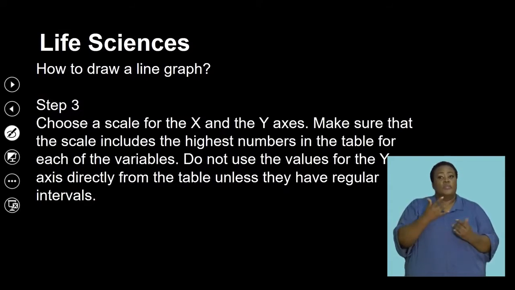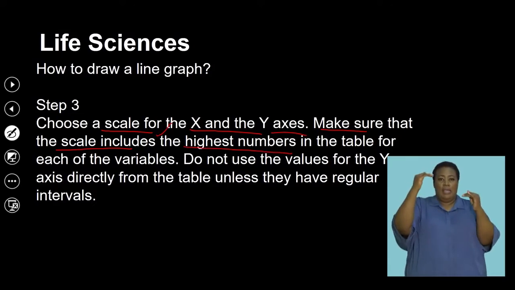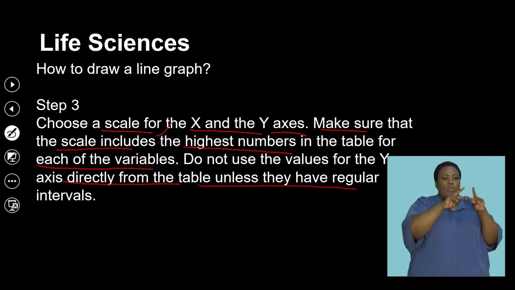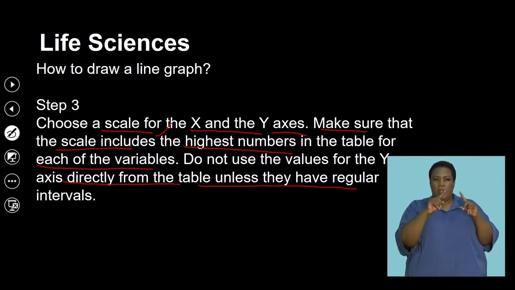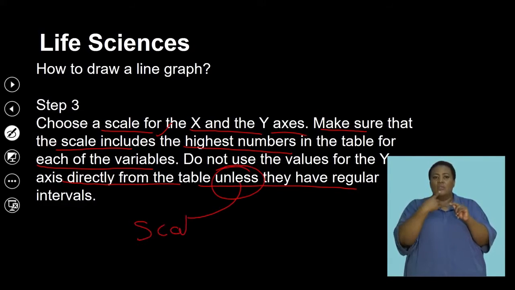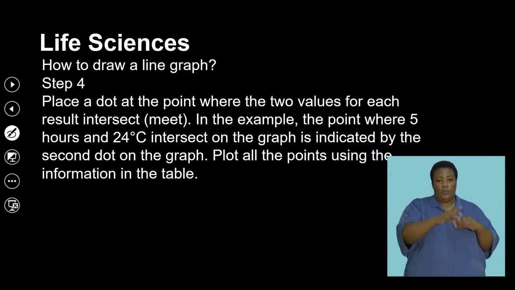Step 3, we chose the scale, the x and y axes have been labeled. Now we make sure that we included the scale, done. We included the highest number from the table, and we've also ensured that the values are not directly plotted from the graph, but we've taken them and we've put them into a scale, and we refer to that as using a scale unless otherwise stated. So we have to have the values scaled down correctly. Let's look at step 4.